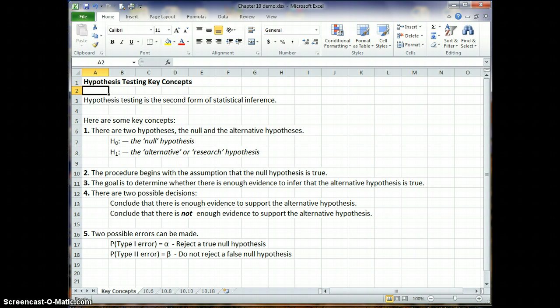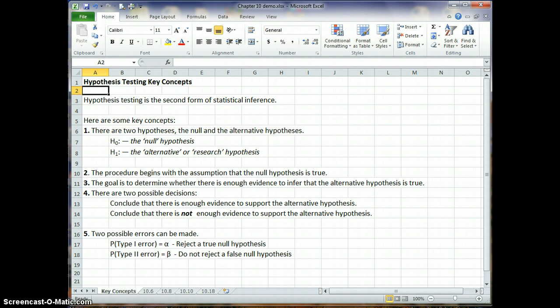And here are some key concepts you should keep in mind as we go through hypothesis testing. First, there are two hypotheses, the null and the alternative. The null is also pronounced H naught, and then the H1, the alternative, is sometimes known as the research hypothesis. So those are the two things, and the equal sign goes with the null hypothesis, and the procedure begins with the assumption that the null hypothesis is true.